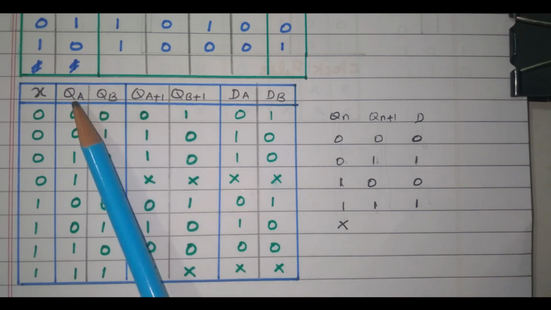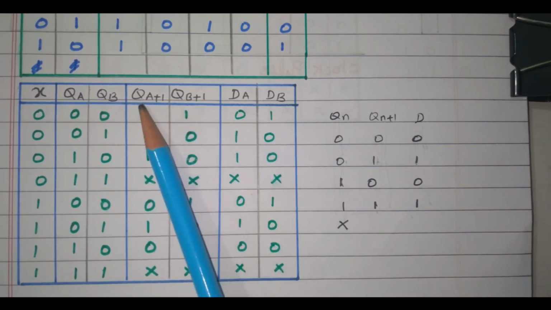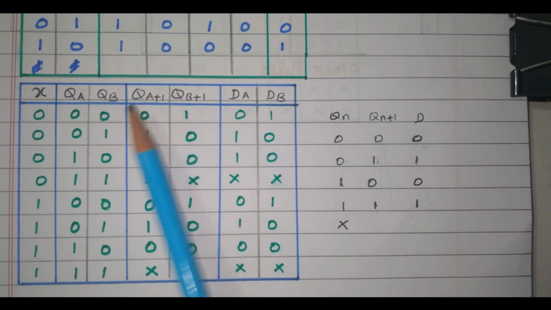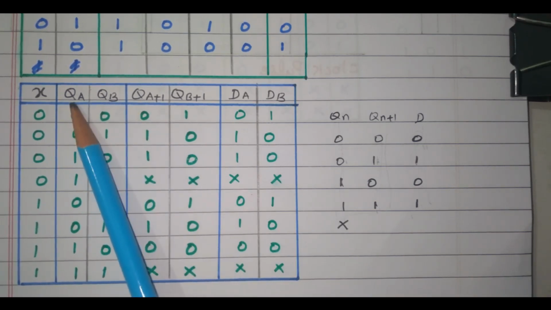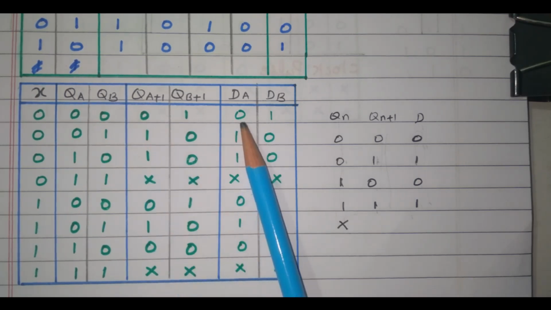So, QA is available, QA plus 1 is available. So, the DA purely depends upon the QA plus 1 next state. It does not depend upon the current state. What is the value of QA plus 1? That will be reflected in the DA, right?